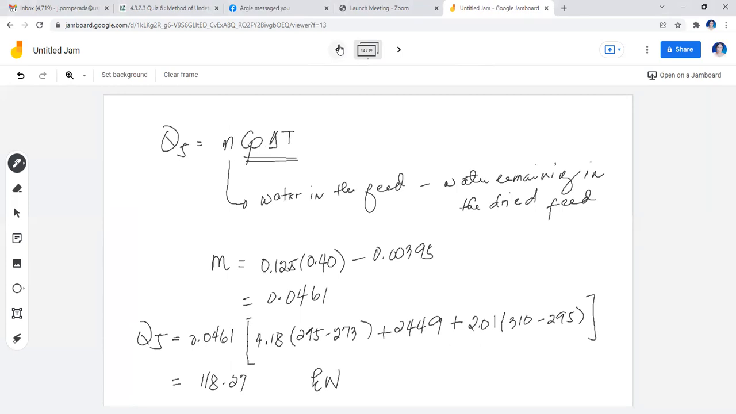But you use previously learned principles. You use the formula of MCP delta T, and this one, very important: when a substance changes phase, you have to account for all the energies associated with it. So you have to consider the latent heats and the sensible heats.